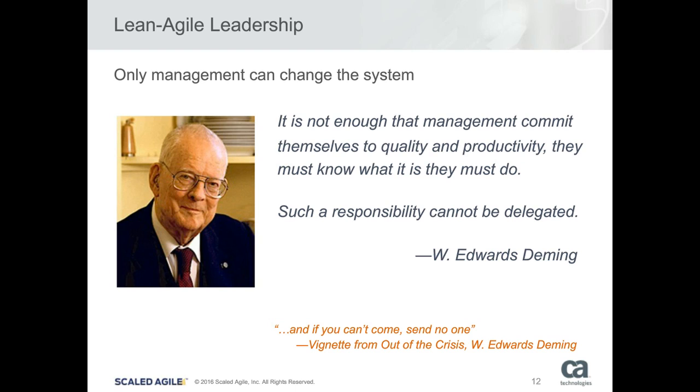One of my heroes is Deming, and reading his book, I think it was a summer and a half ago now, Only Management Can Change the System. And his statement is: it is not enough that management commit themselves to quality and productivity. They must know what it is they must do. And that responsibility can't be delegated. So we don't take a position that says Nick or CA is going to come in and train the teams and teach them ways of working the leaders don't understand.